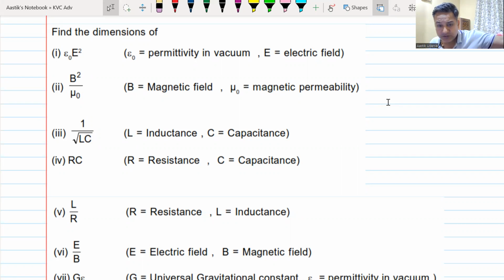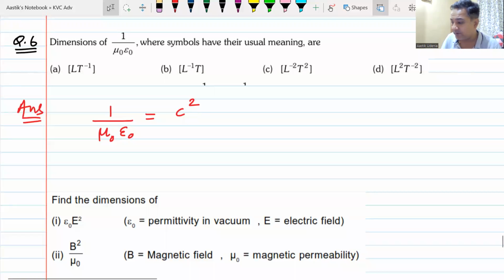The camera has gone, so I don't see you. The first one is, I hope I'm there. Yes, I got this. Option A. Option A for which one? Option A for the previous question? The previous question is not option A, my dear friend. It is option C, C squared. So the correct option is option C.